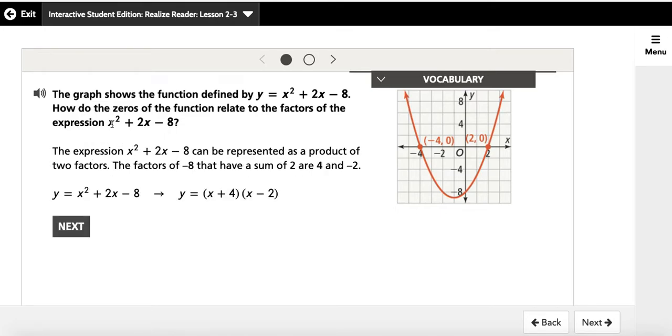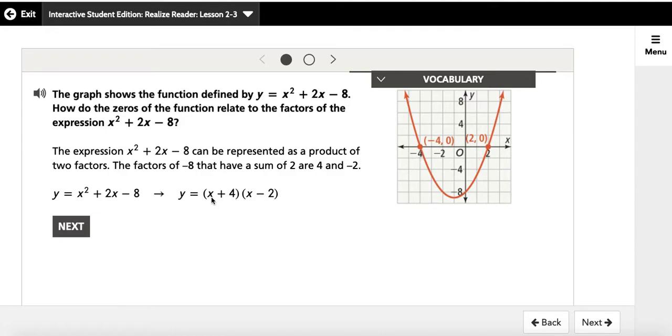If you recall the strategy on how to factor, we find factors of negative 8 that add up to positive 2, and that is positive 4 and negative 2. This is in a previous section, so I'm just going through that quickly. So here's what it looks like factored. Notice how these numbers relate to negative 4 and positive 2.